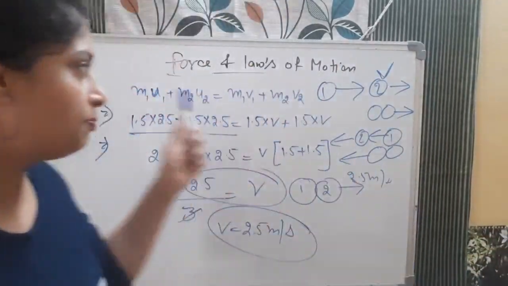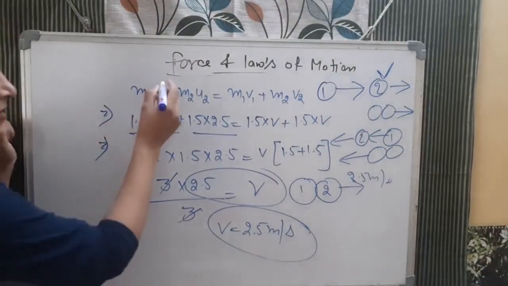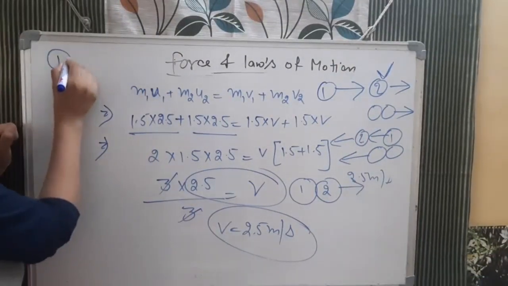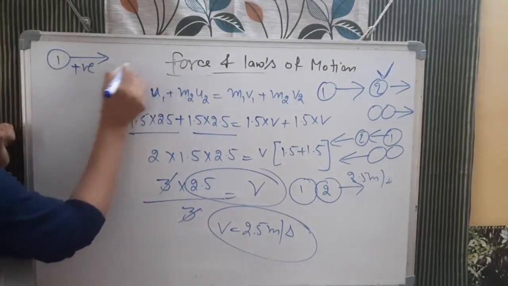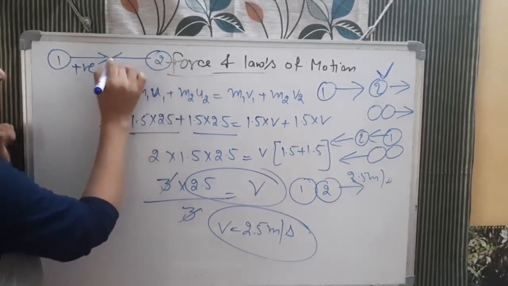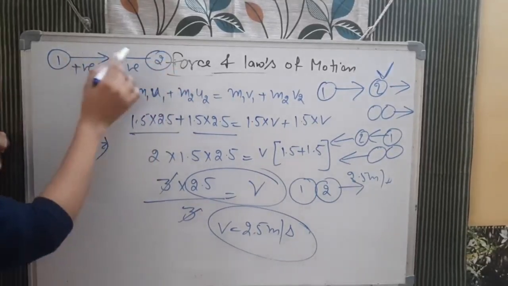Okay, now we can prove it also. How can we prove it? See, if we consider that our first object is going in this direction with positive velocity, we will say our second will go in this direction with negative velocity, because the direction has changed.